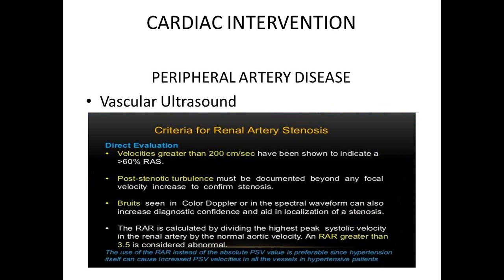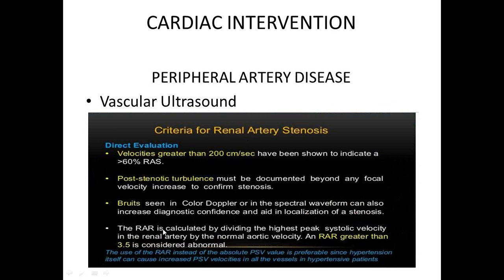Looking at the renal artery, you do the same thing. You do your two-dimensional echo, looking at the vessel. You put your color in, and then you do your Doppler. The criteria for renal artery stenosis: when you do your velocity using Doppler, if your systolic velocity is greater than 200 centimeters per second, that indicates a renal artery stenosis greater than 60%, obstruction greater than 60%. And then what we call post-stenotic turbulence: after the area of stenosis, you're going to have turbulence, a mosaic of color, that type of thing, and a bruit is seen in the color Doppler.